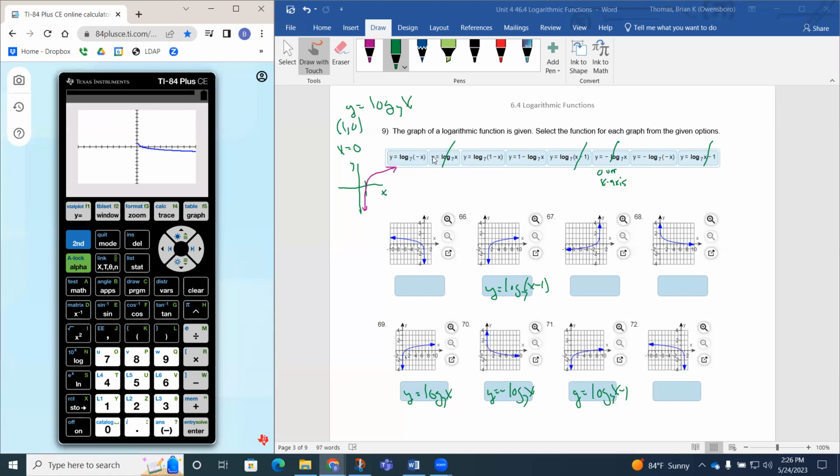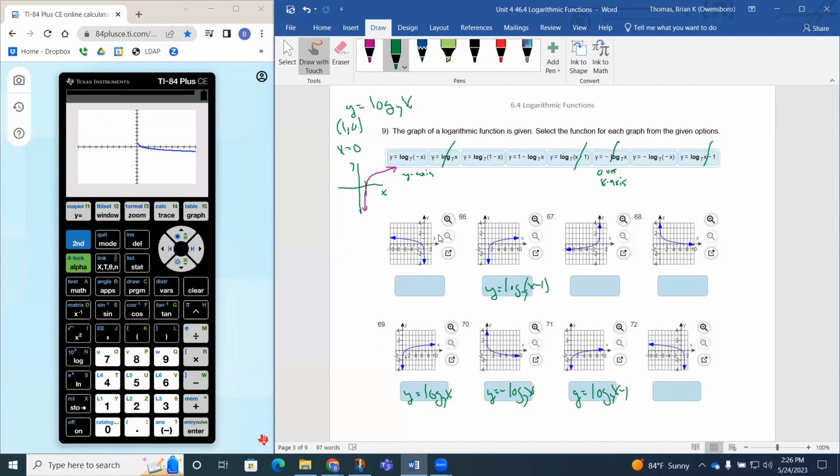So it looks like the next one to be able to do would be this one, because notice how there's a negative on the inside. That's going to reflect it over the y-axis. So this graph here is now going to be, instead of pointing to the right, pointing to the left. So it's going to be kind of running in this direction here. So I'm looking for that.